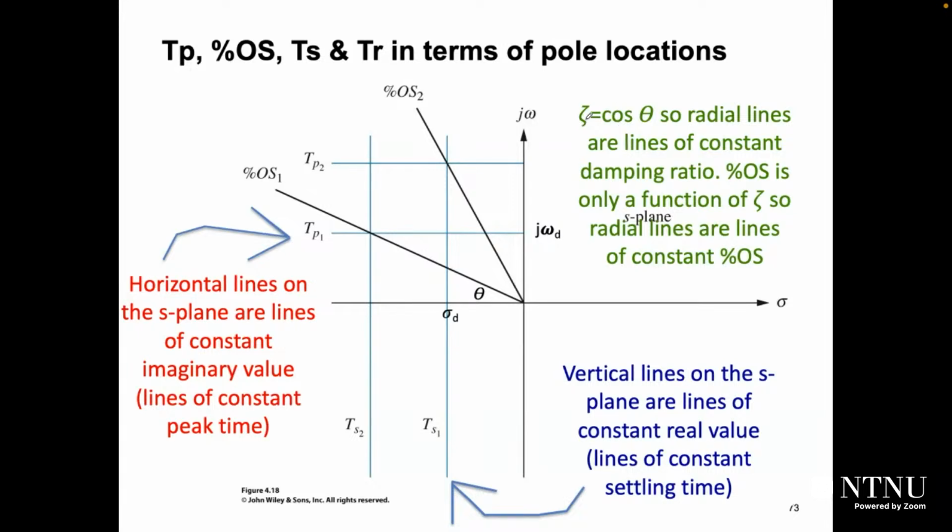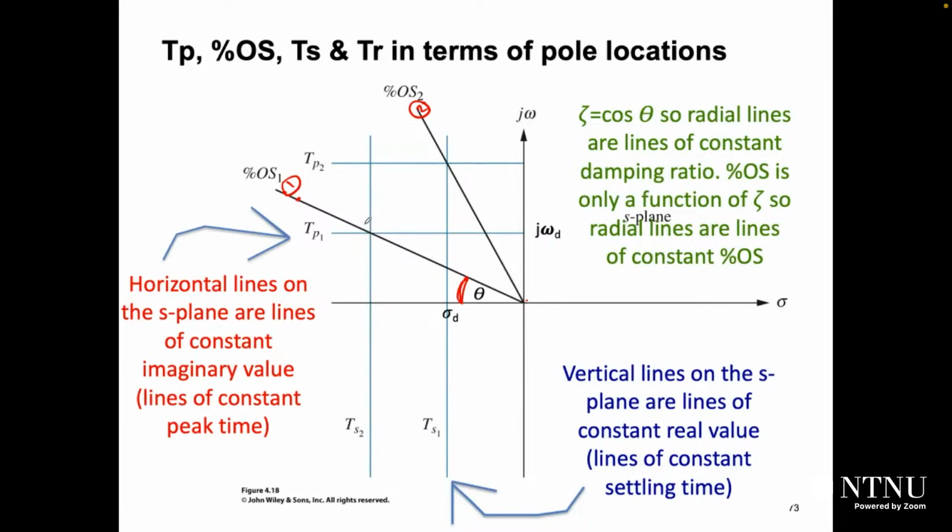Zeta, also called the damping ratio, is cosine theta, the cosine of this angle. So the radial lines are lines of constant damping ratio. If you move across a radial line, it is a line of constant damping ratio because it has the same theta. Comparing line 1 with line 2, each line has a constant damping ratio because the damping ratio is cosine theta. So if you move across this line to infinity, you will have the same damping ratio.